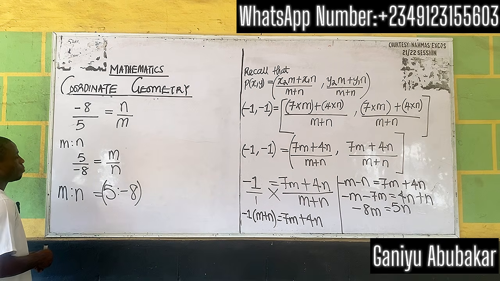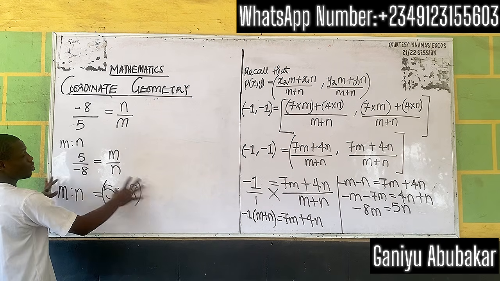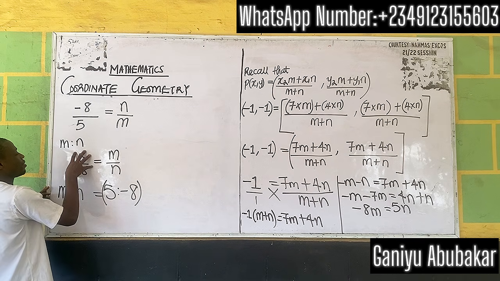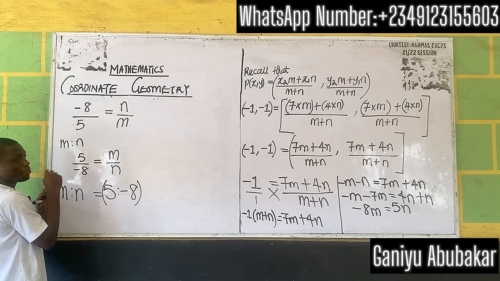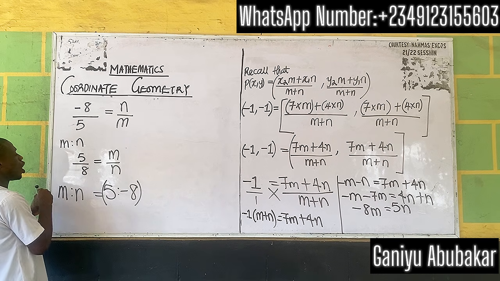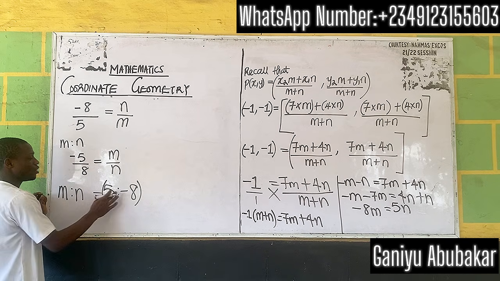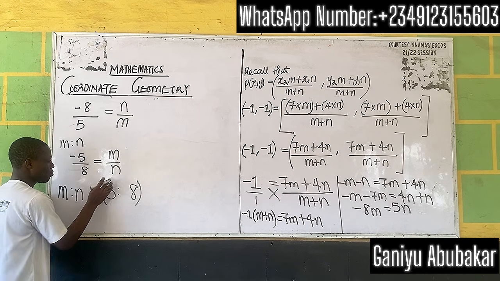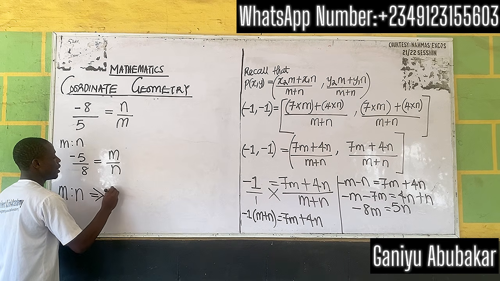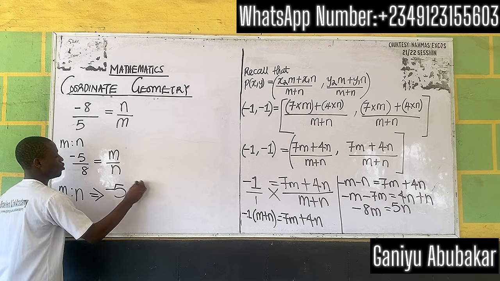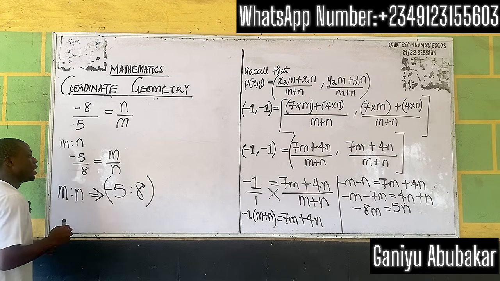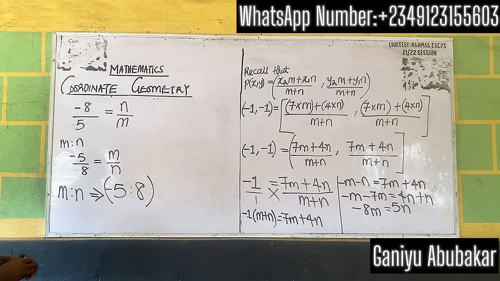But listen, please. At this point here, it is correct this way, right? But here's the catch. In mathematics, it's not proper for the negative to be down. So I will erase the negative that is down and move it up. In that case, it will not affect the result, so it becomes negative 5 ratio 8. All right, this is the ratio of m and n in this given question.